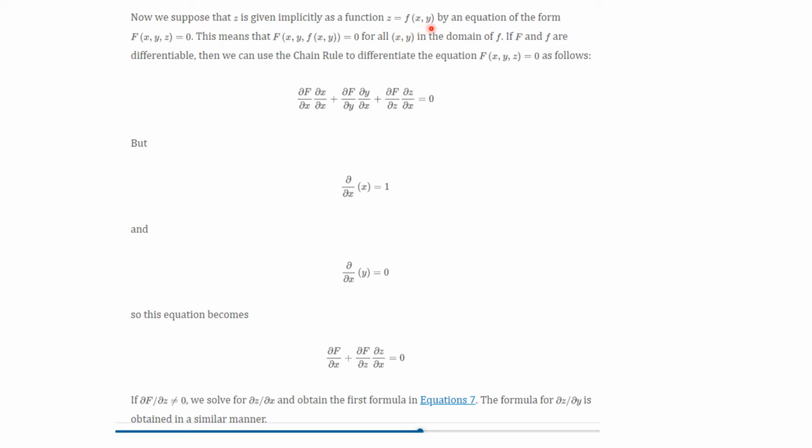Now suppose z, we're moving up in dimension, is given implicitly as a function z equals f of x, y by an equation of the form capital F of x, y, z equals 0. That means, if we're assuming this is an implicit function, that z is f of x, y, so capital F of x, y, f of x, y equals 0. Then we're going to use the chain rule again.